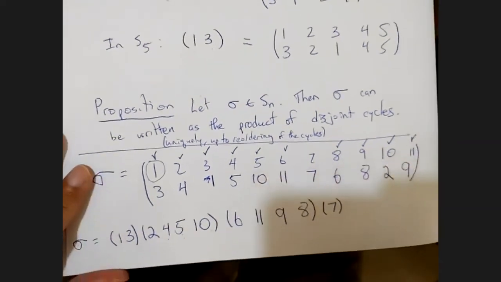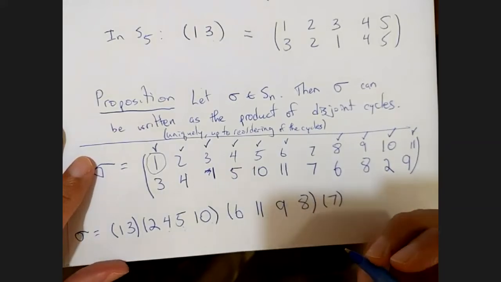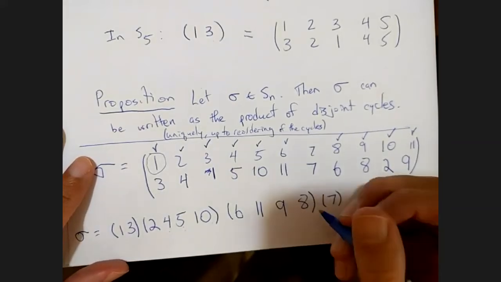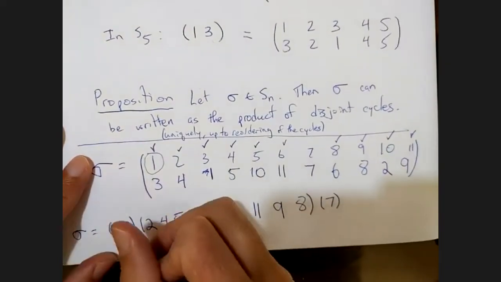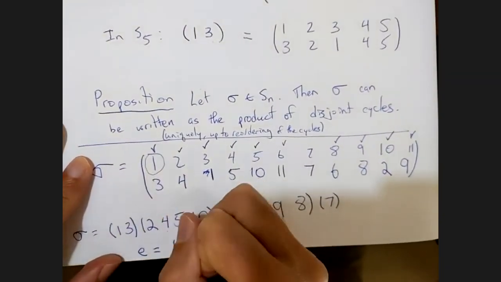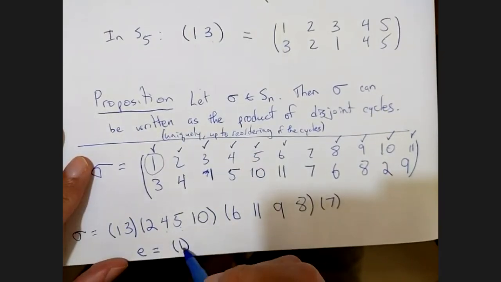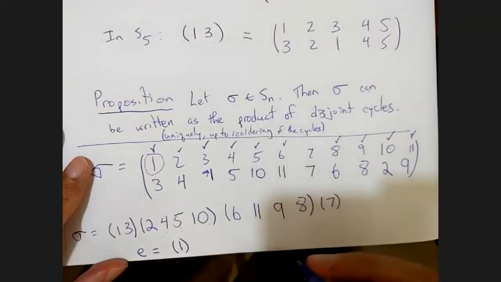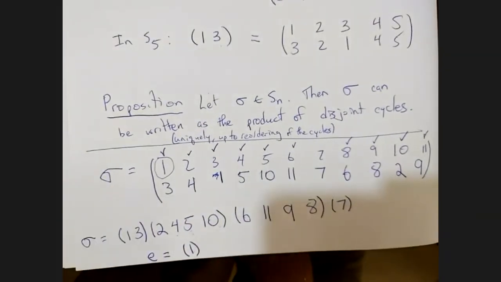That brings me to another point. We have the identity permutation. We would just write the identity permutation as one cycle, meaning this is a permutation that sends 1 to 1 and fixes all the elements of 1 up to n.